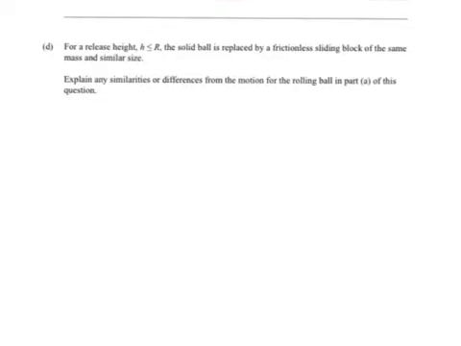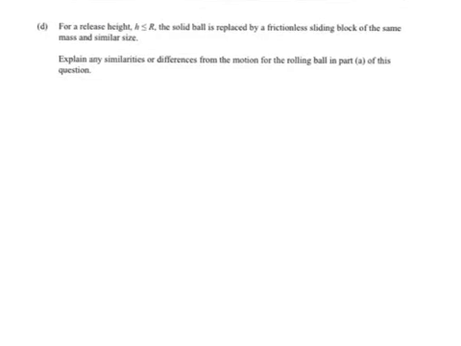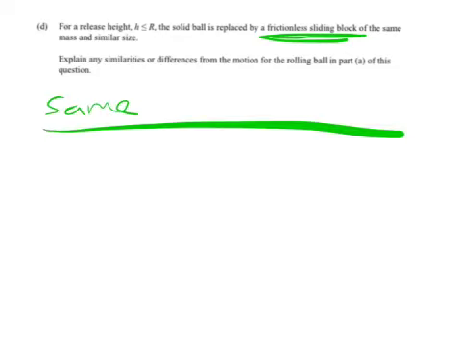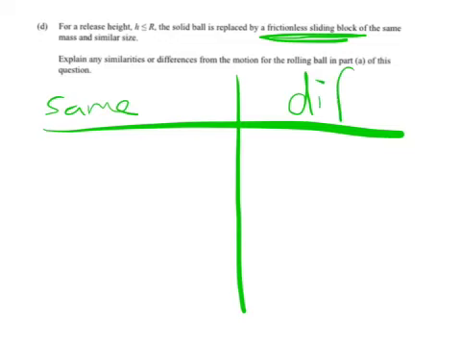Okay, that was a little bit of a roundabout way of getting there. No pun intended for the roundabout. So D, for a release height where the height is less than r, so this is going back to the same as the first question. In fact, it says that later. The solid ball is replaced by a frictionless sliding block. Okay, that's eliminating the rotational kinetic energy aspect. Same mass, similar size. Explain any similarities or differences from the motion for the rolling ball in part A for this question. So, what's the same and what's different?